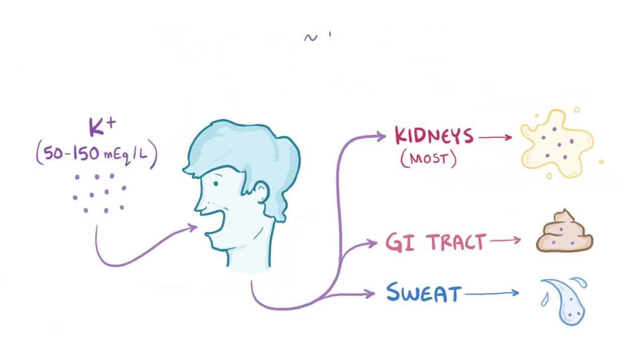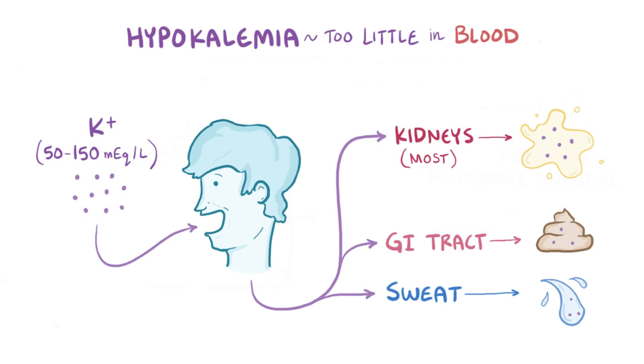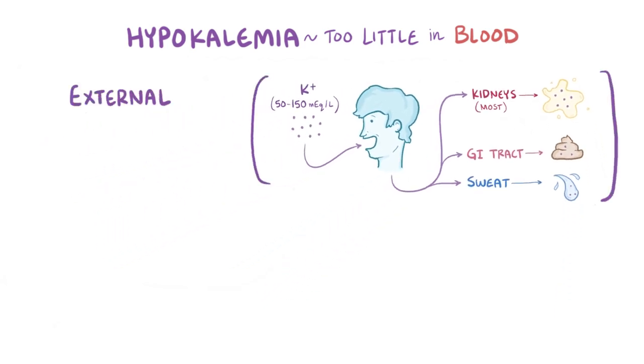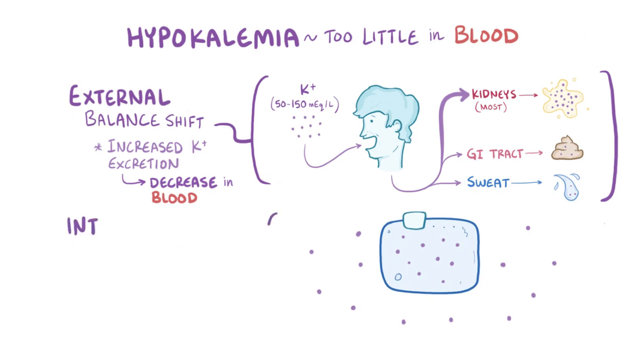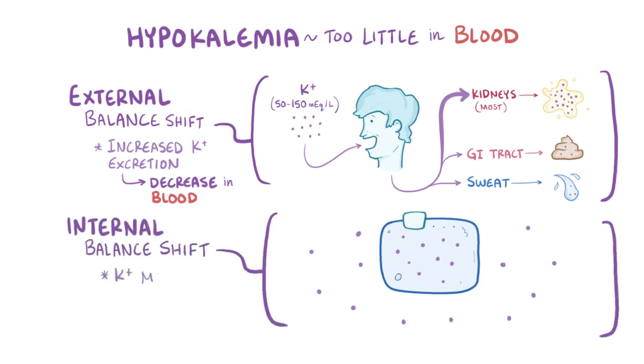So, in order for there to be too little potassium in the blood, or hypokalemia, there are two possibilities. The first is an external balance shift, most often caused by an increase in potassium excretion in the kidneys, which lowers the level of potassium in the blood. And the second is an internal balance shift, where potassium moves into cells, from the interstitium and blood.